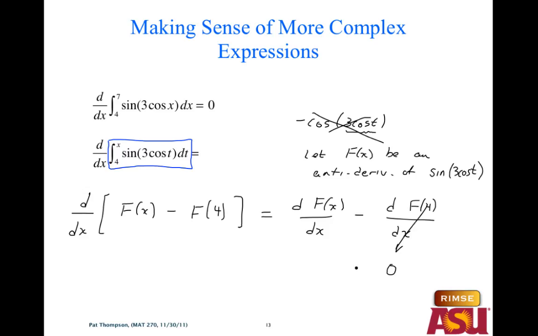That's 0. And now what's the derivative of capital F? Well, what was capital F defined as? Capital F is the antiderivative of sine 3 cosine t. So what's the derivative of capital F?